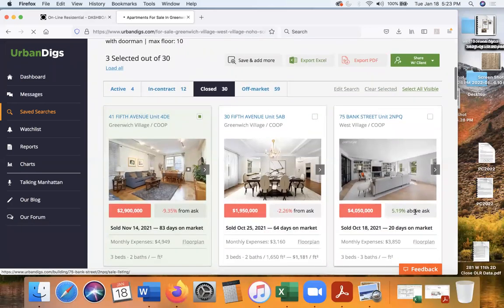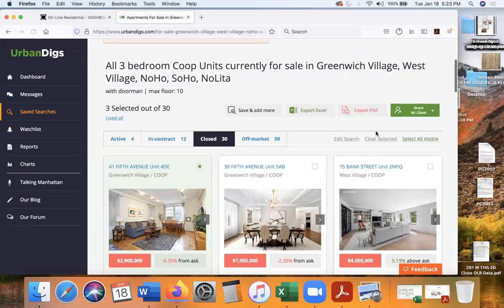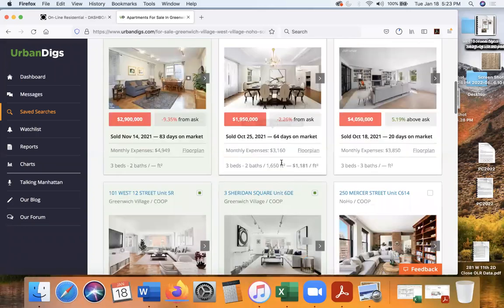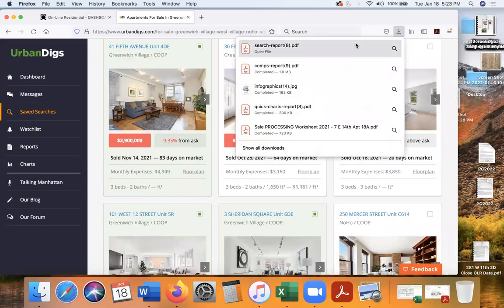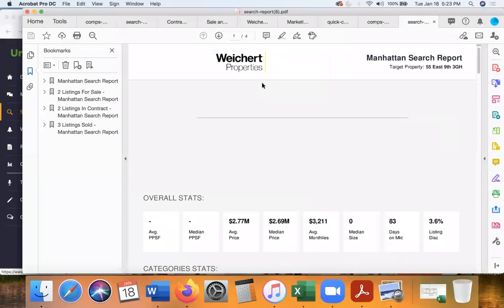And for the closed sales, right? This one went for 5% above the asking price, right? These ones closed for a little under. Right? Multiple ones went for over the asking price, and that's helping you be able to tell your client what's going on with the market.